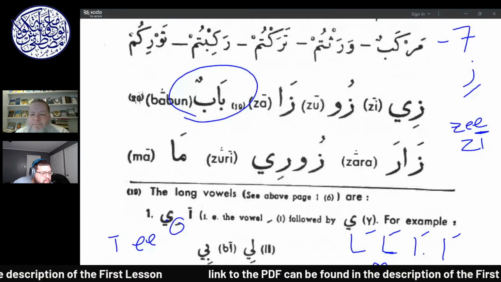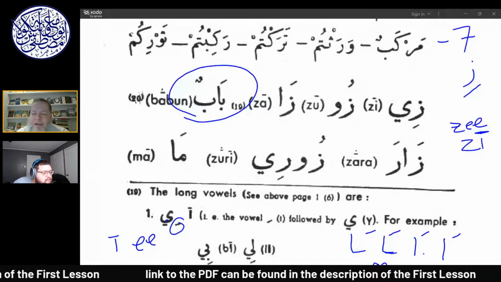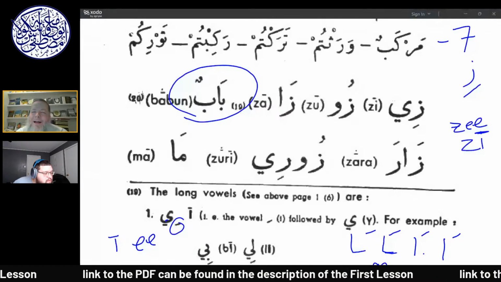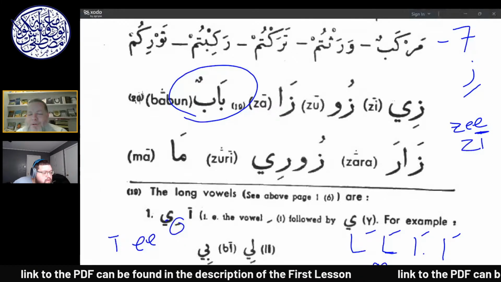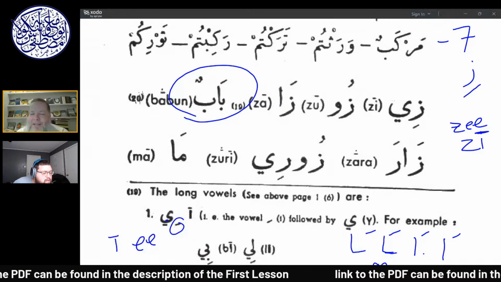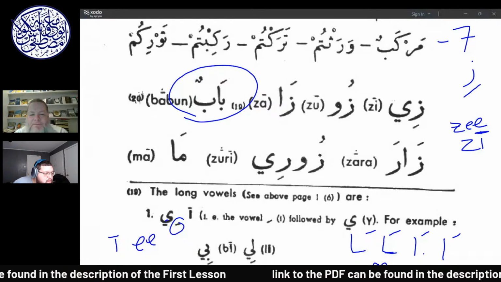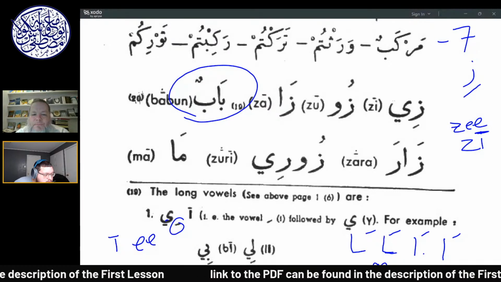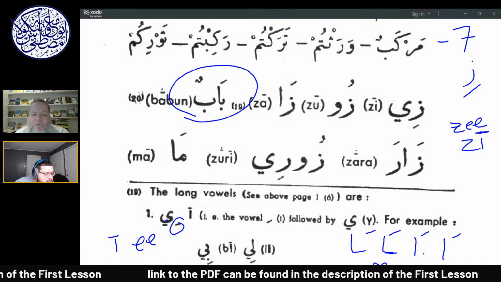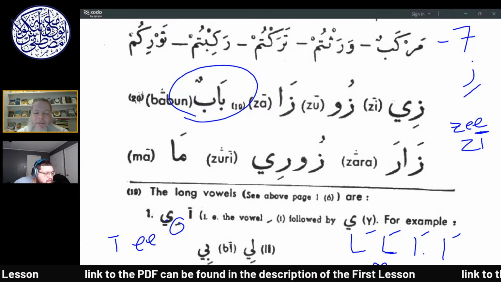Zara, exactly. We said Zara, and we cut ra into 1 count. Zuri, exactly.